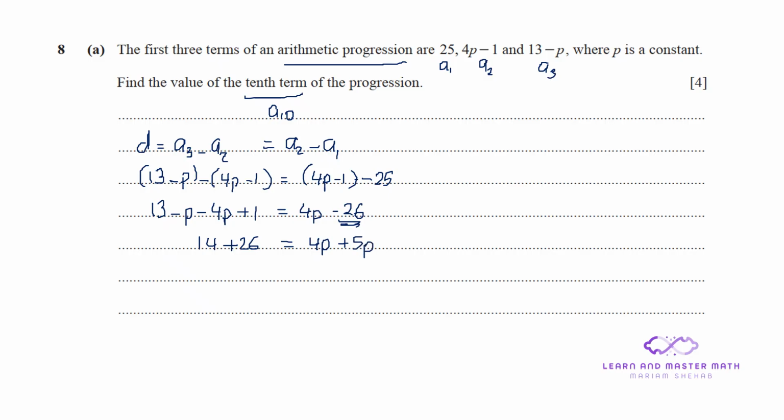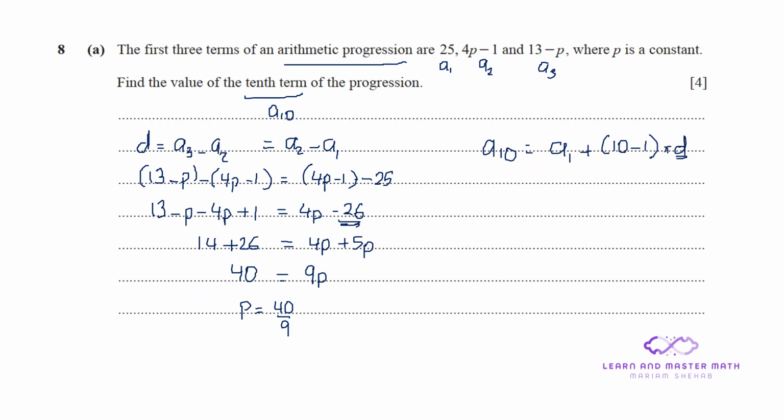Okay, so 4p and 5p is 9p, equal to 40. If you divide by 9, you will get p equal to 40 over 9. Now, after you find p, you have to go and find the common difference. Because as you know, A10 is equal to the first term, A1, plus n minus 1, which is 10 minus 1 in this case, n minus 1 times the common difference.